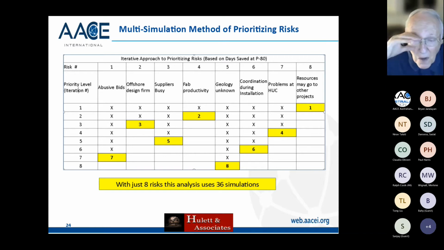Okay, and then you go on to the next one, but you've already taken care of risk 8, so it no longer appears, and now you've got 7 iterations to go to get the second risk, which happens to be risk number 2 in this particular risk. So you're getting management something that they can understand, how it's done, and oh, by the way, it gives management actionable information.